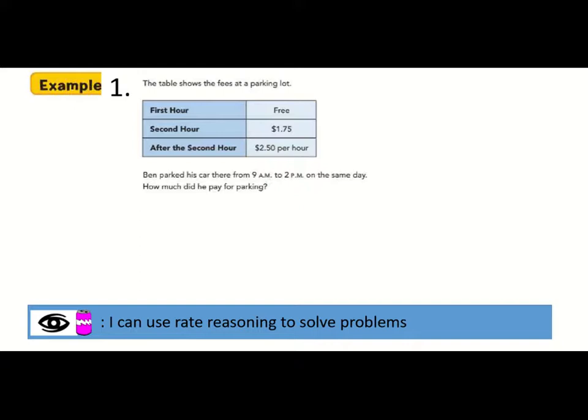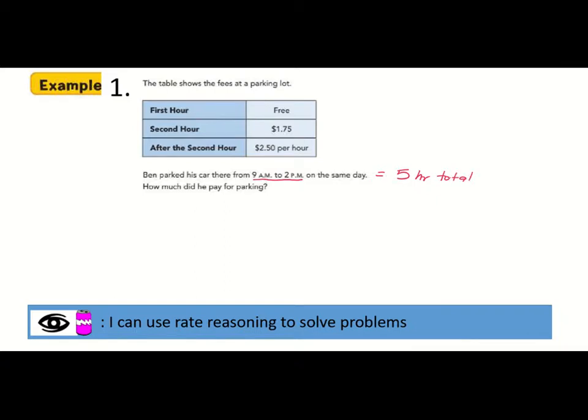First thing I want to do is figure out how long Ben was there to park his car. And it says he was there from 9 a.m. to 2 p.m. So from 9 a.m. to 2 p.m., that's a total of 5 hours total.